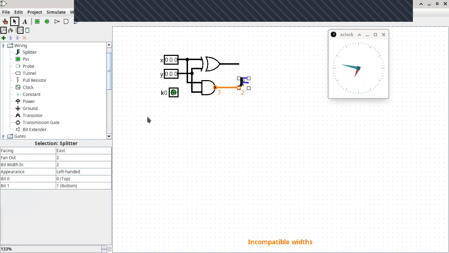So I'm using a gate here, a splitter. I need a 3 fan out and 3-bit. So now I can separate. This output here corresponds to x0 and y0, and this output here is x0 exclusive OR with y0, which is q0. So what do I need to do now?